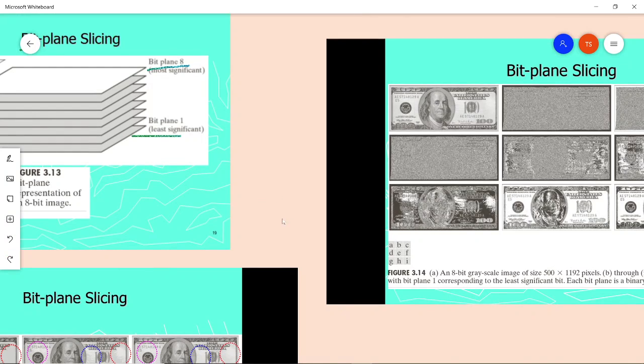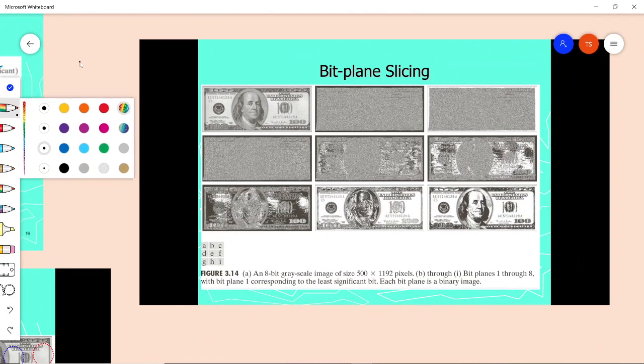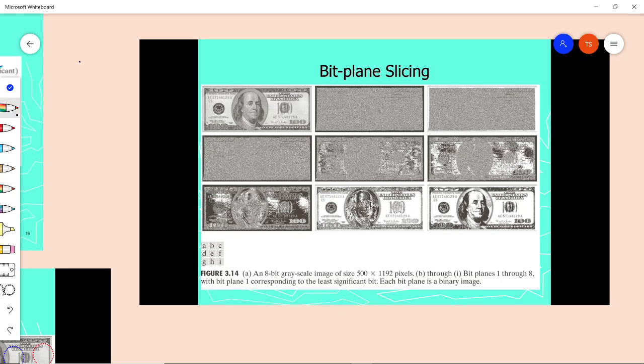Then how are we applying it? Slicing means, as we already know, some range of interested intensity values we are highlighting. So this is the input image, a low contrast image. Then we placed this input image into bit plane slicing. This is 1, 2, 3, 4, 5, 6, 7, 8. Okay, so we applied it to an 8-bit grayscale image of size 500 by 1192 pixels. So all these are the bit planes.